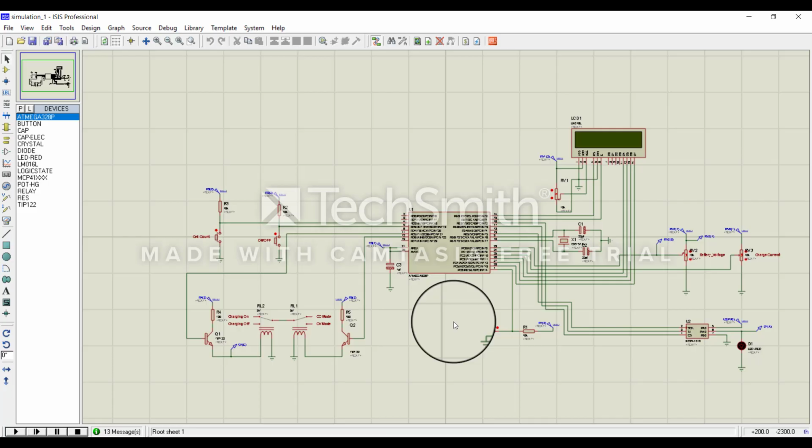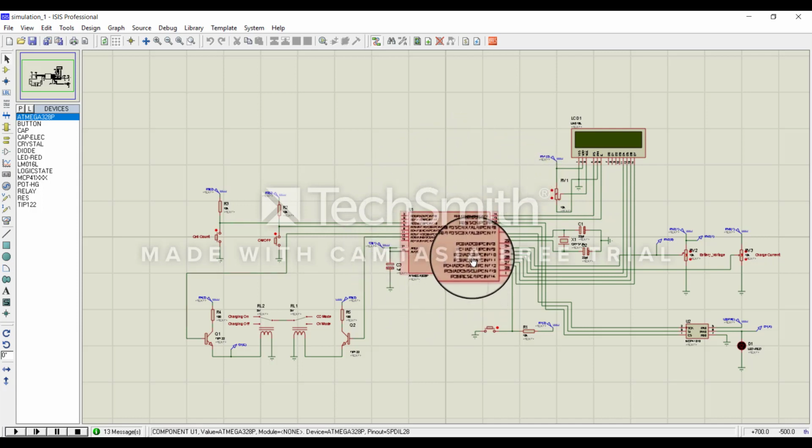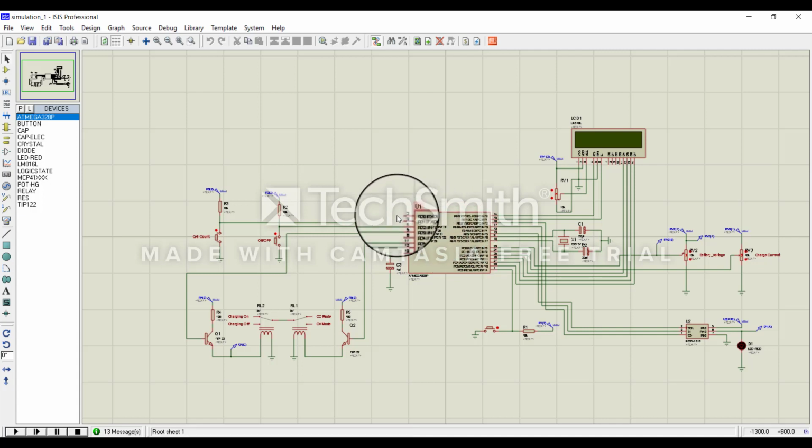So first we will see the simulations implemented in Proteus, and then we'll return to the simulation for the inductor coil, which is implemented in ANSYS. So our next circuit is the balanced battery charger. The brain of this circuit is the Atmel 328P microcontroller working on a frequency of 16 megahertz, which will be constant in the circuit.